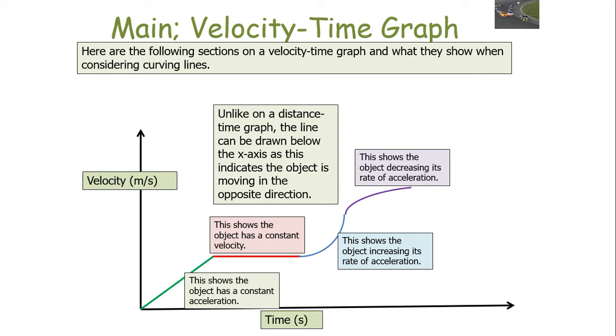And again, unlike a distance time graph, the line can be drawn below the x-axis as it indicates the object's moving in the opposite direction. Now, we can do this because velocity is a vector, so it can have a negative quantity. Speed, being a scalar, cannot have a negative quantity because you can't have a direction with your speed. Okay, and it's the same for distance.